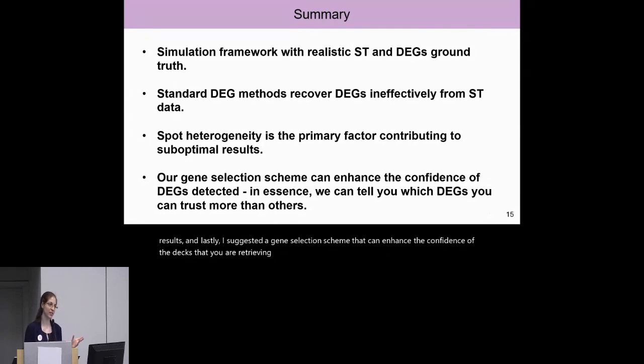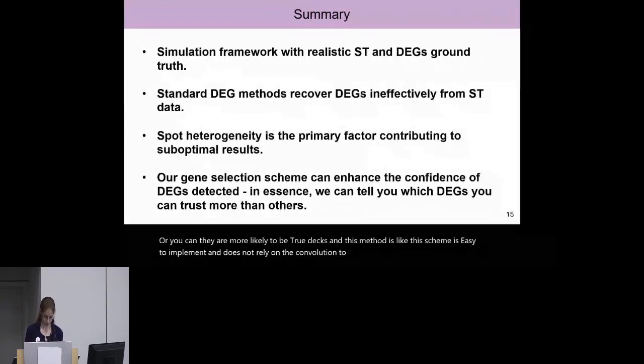So on these subsets, the DEGs you're getting are more likely to be true DEGs. And this scheme is easy to implement and does not rely on the convolution to work.